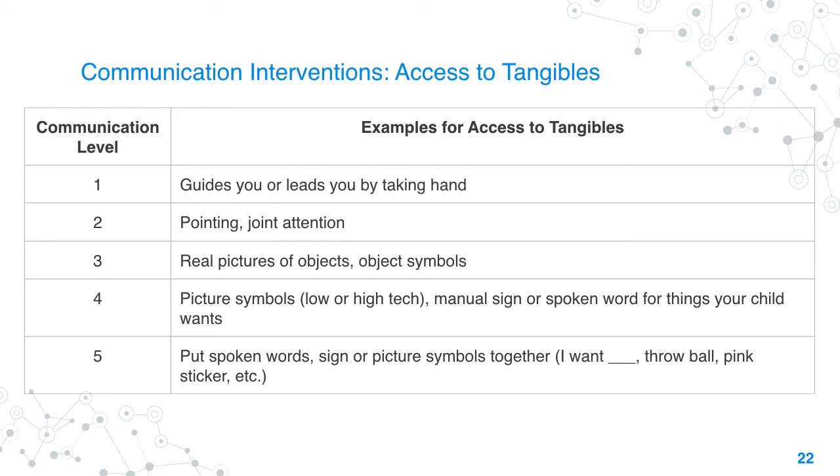Our next function we're going to talk about is access to tangibles. And so, a level 1 communicator, we might be working on guiding you or leading you by taking your hand. Level 2 are going to work on pointing, using joint attention. Level 3 would be real pictures of objects. Level 4 would be picture symbols, manual sign or spoken words for just the things that your child wants. And then again, level 5, putting all those words together to form language.